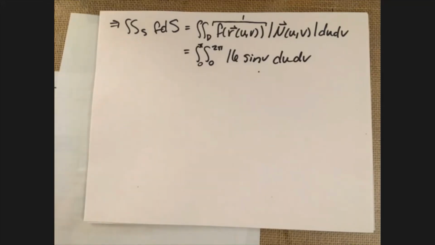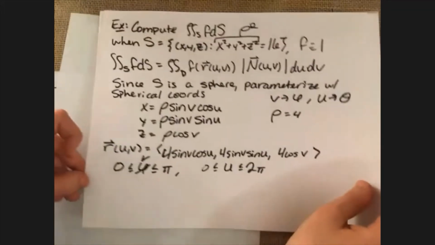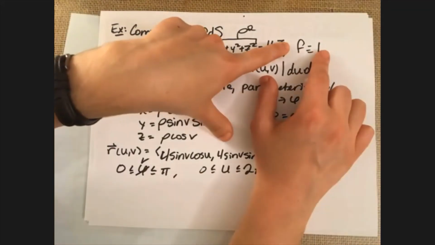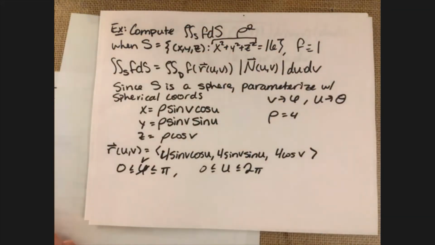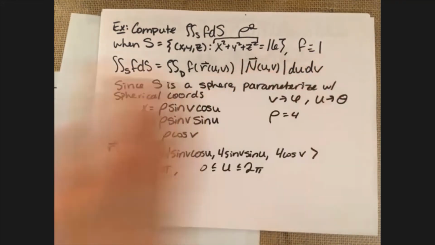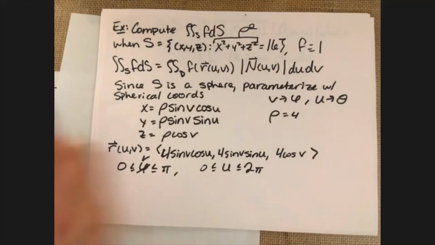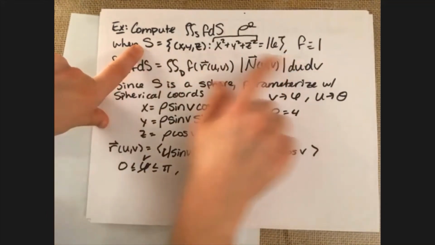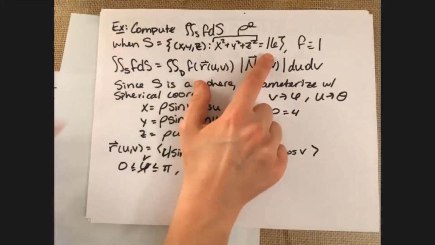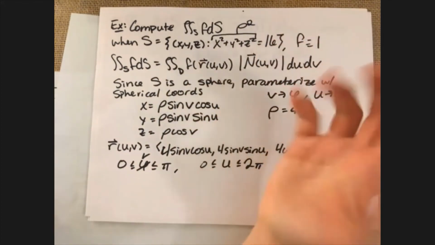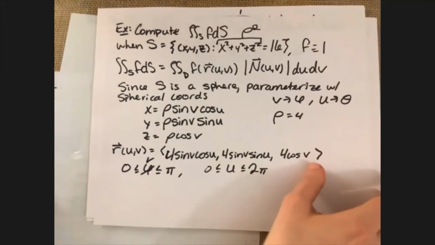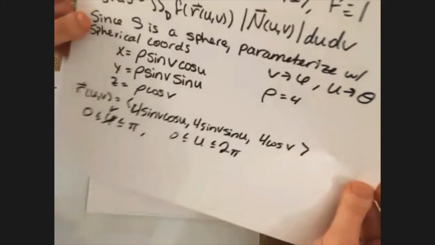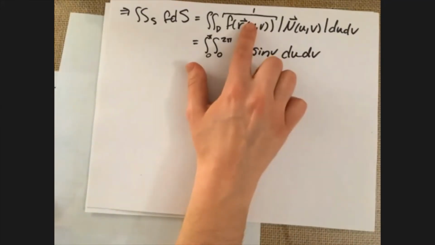But one thing I do want to point out before we move on to our next example: remember how earlier I said when f was 1, you're going to get surface area. So anytime you have f equal to 1, you're going to get the surface area of the object you were looking at. The object we were integrating over was a sphere of radius 4, rho equal to 4. Since this function was equal to 1, what we get from this integral is surface area.